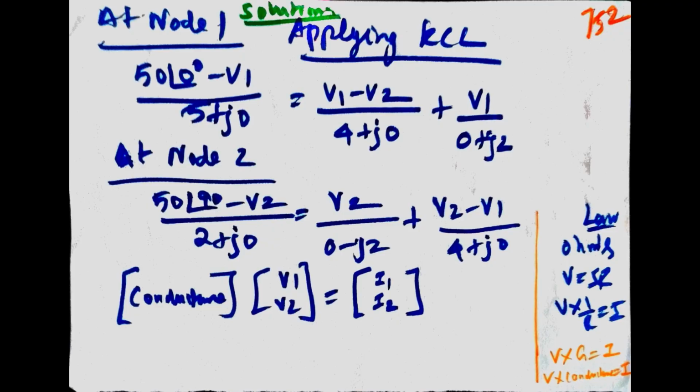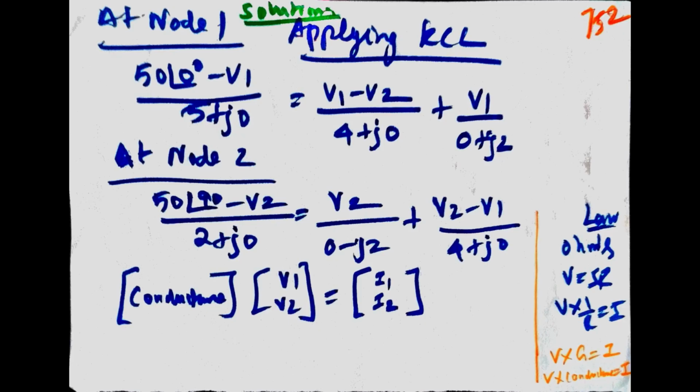Node 1: consider 50 angle of 0 minus node 1 voltage V1 divided by 5 plus J0, that is the 5 ohm, is equal to V1 minus V2 divided by 4 plus J0, that is the 4 ohm, plus V1 divided by 0 plus J2, that is the J2 ohm meeting at node 1. V1 and V2 are opposite, so V1 minus V2 divided by 4 ohm.